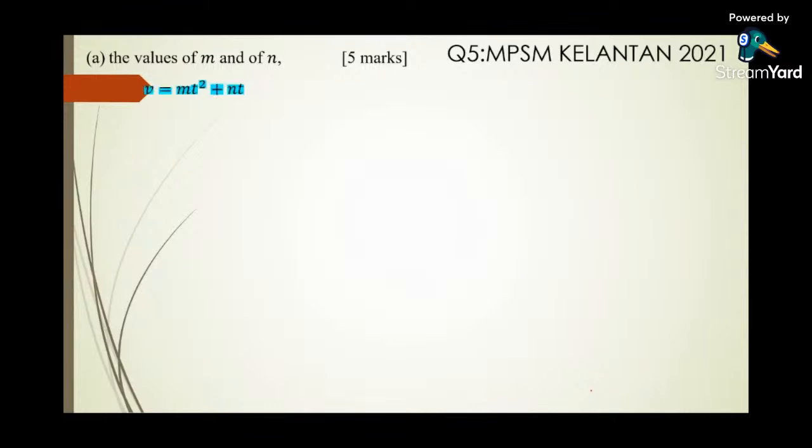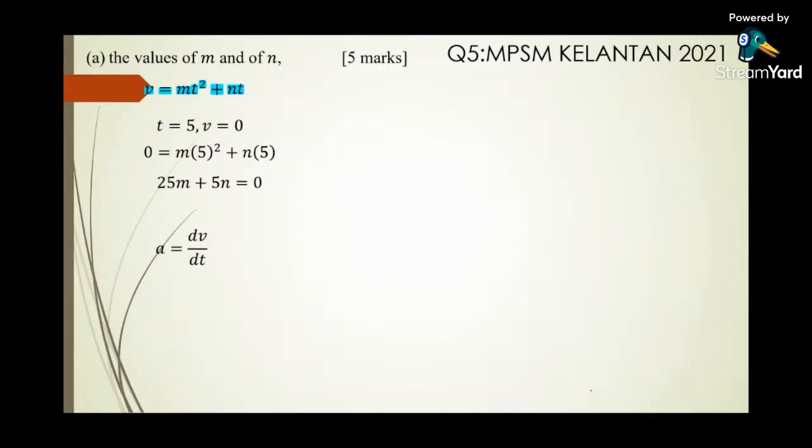Kita kena guna, this is the function yang asal. Okay, kita kena guna clue dia. Dia kata tadi, V equals to 0, stop instantaneously at t equals to 5, dia kata. Remember, kalau kata stop instantaneously, mestilah V equals to 0 at t equals to 5. So itulah first clue dia. So kita substitute, kita pun dapatlah 25m plus 5n equals to 0.